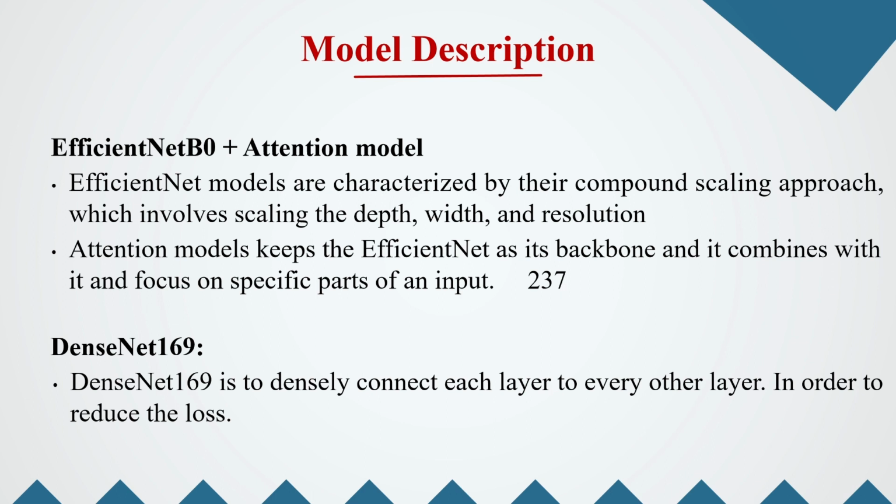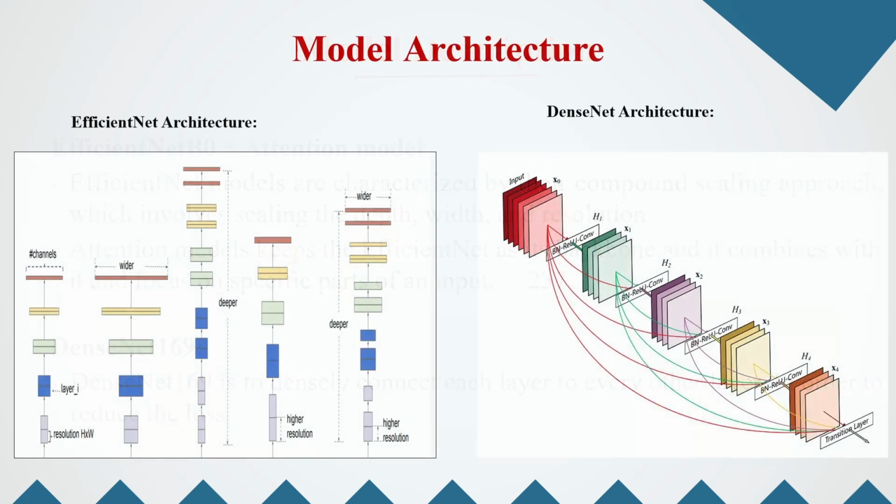The EfficientNet models are characterized by their compound scaling approach, which involves scaling the depth, width and the resolution. The attention model keeps the EfficientNet as its backbone, combines with it and focuses on the specific part of an input. The DenseNet 169 densely connects each layer to every other layer in order to reduce the loss. By this, the accuracy of the model will be improved as compared with other models. The EfficientNet has a total of 237 layers and the DenseNet has a total of 169 layers.